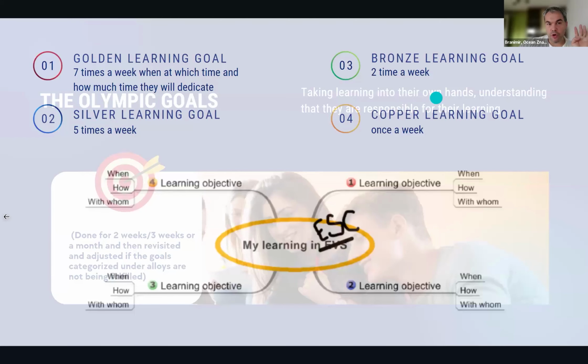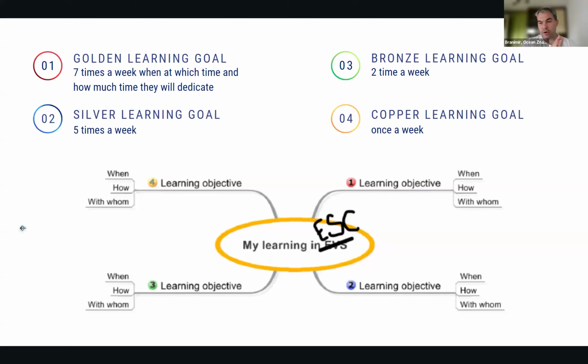So we have 4 goals, right? That's why they're called Olympic goals. We have the golden learning goal. This is a thing that they want to learn very much. So they do it 7 times a week. That means from Monday to Sunday, every day, but they choose how long and which time they're going to do it. The important thing is that they stick to the agreement they had with themselves.